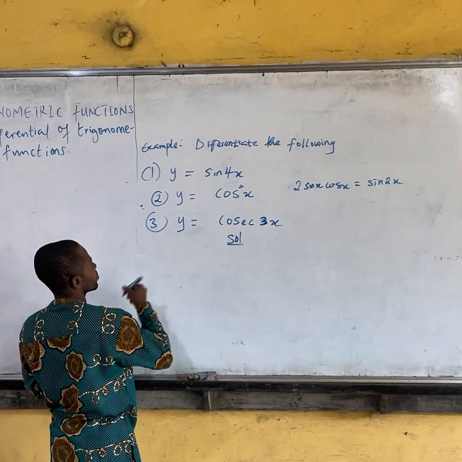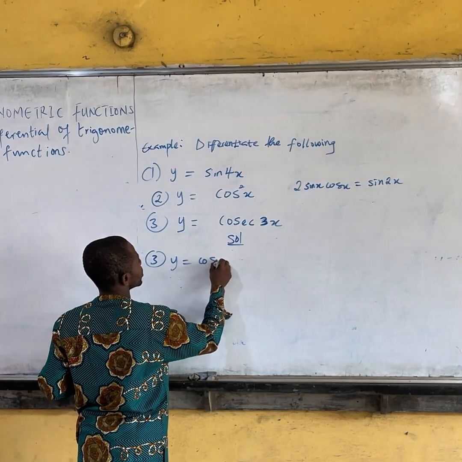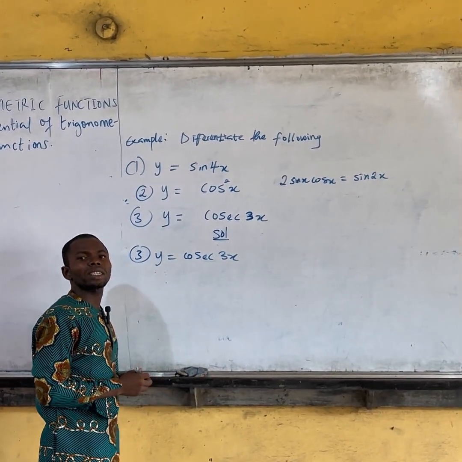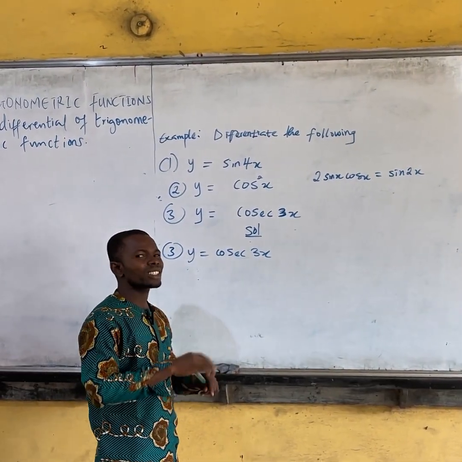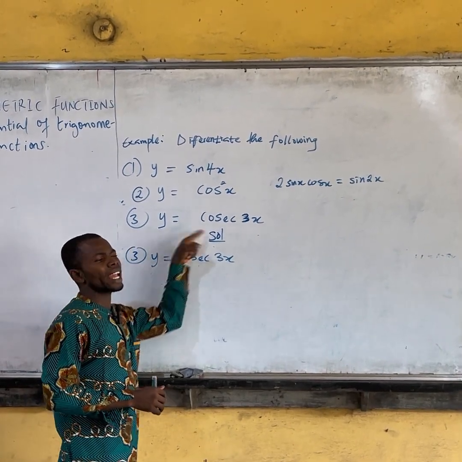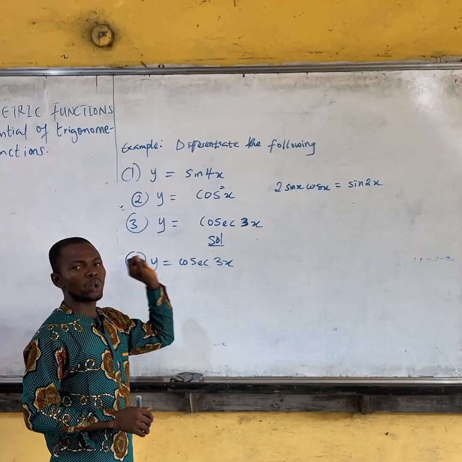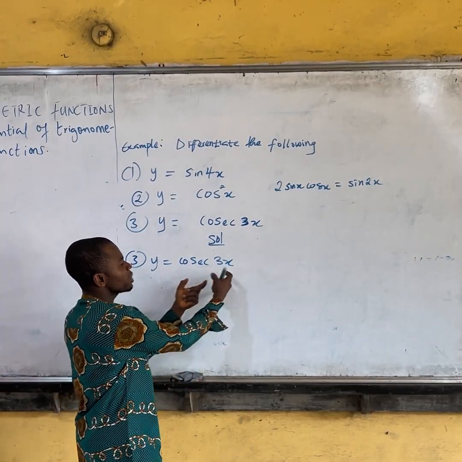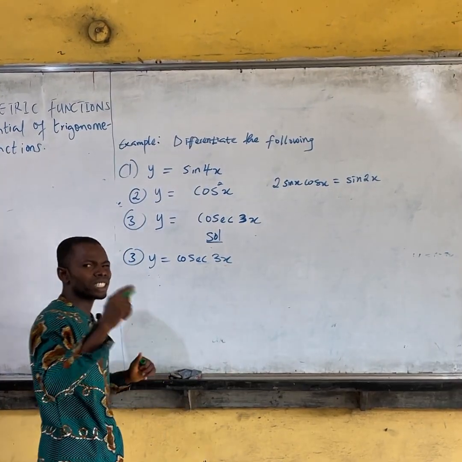For number 3, we are given that y equals cosec 3x. It is not standard. Don't forget that I said the differential of cosec x is standard: minus cosec x cot x. That is standard. But indeed, it has been composed with 3x. It is not standard anymore. So we have to use chain rule.